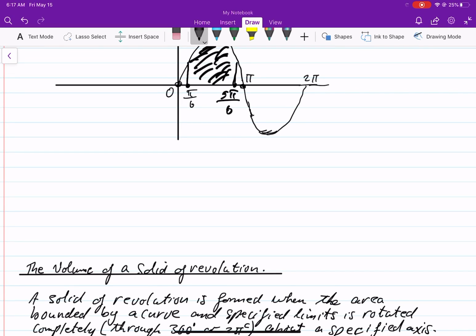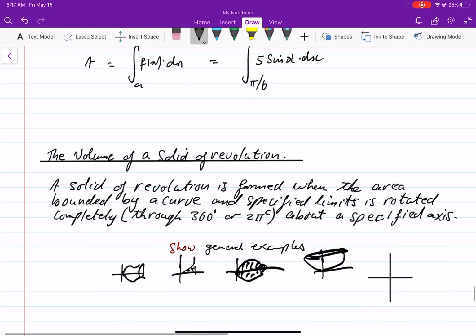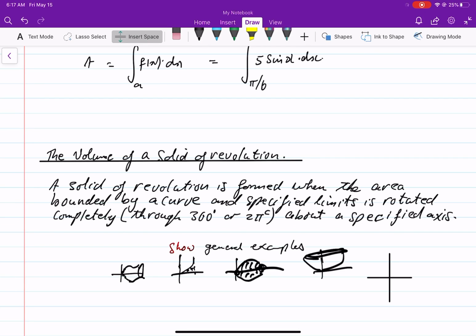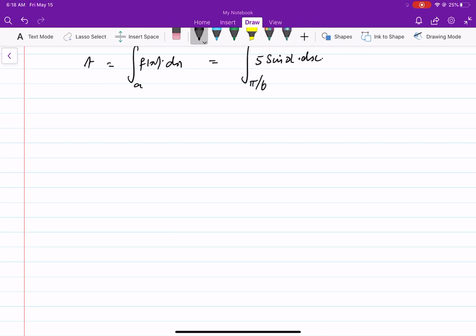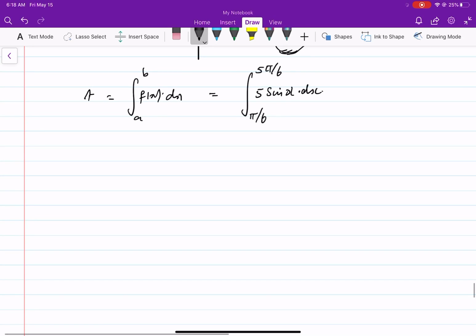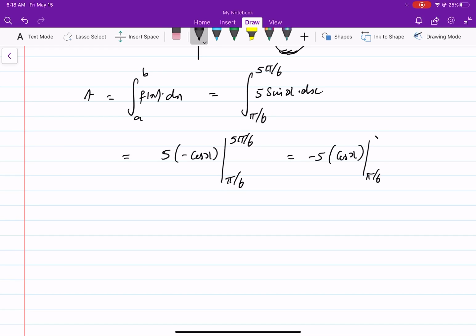Area is equal to the integral of the function of x dx between a and b, which in this case would be the integral between pi upon 6 and 5 pi upon 6 of 5 sine x dx. What do we do? Integrate. When you integrate the sine function, remember you get the minus cos. So this is 5 times minus cos x, and I'll put the minus in front of the 5, so it's minus 5 cos x, evaluated between pi upon 6 and 5 pi upon 6.